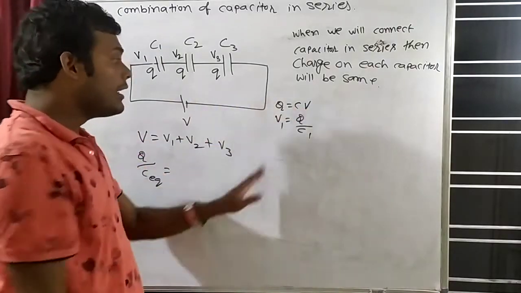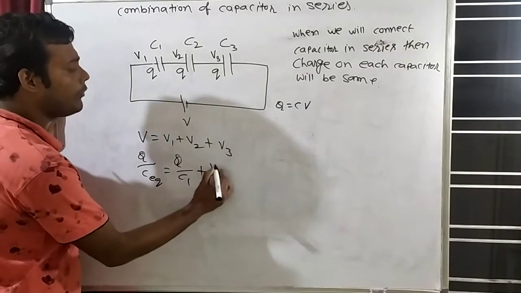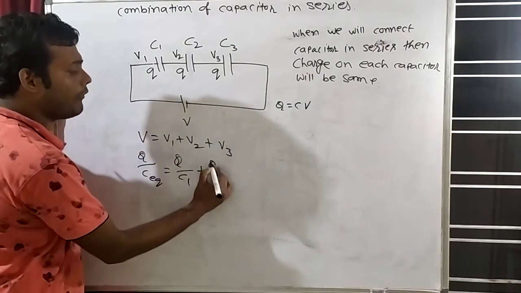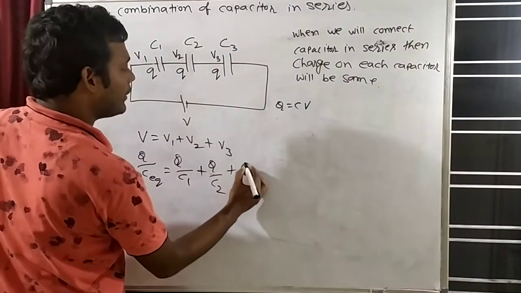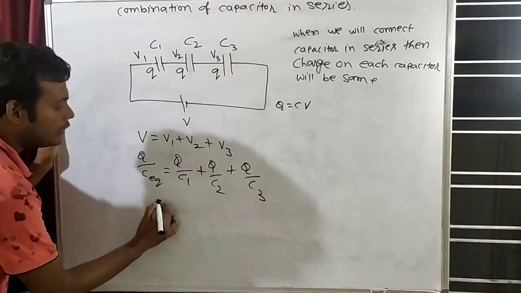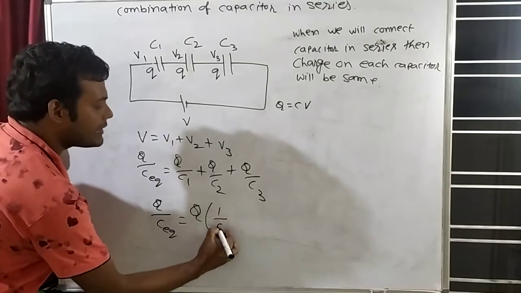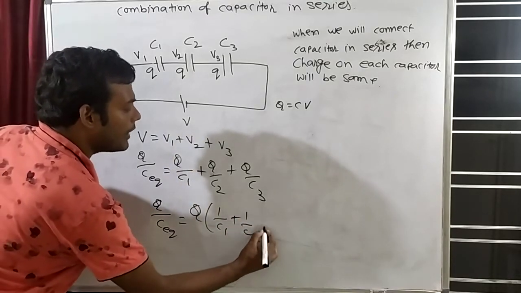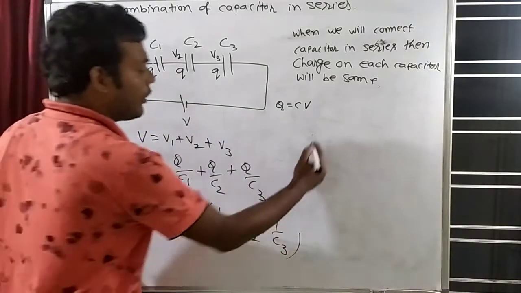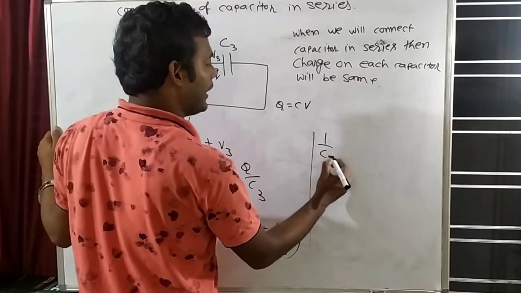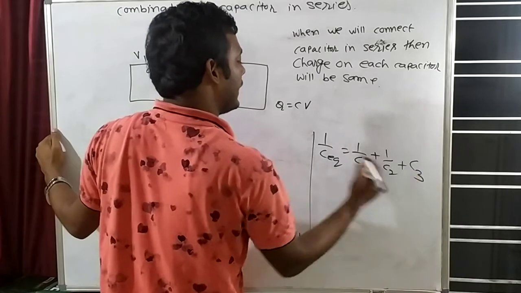Like that, V2 will be Q by C2. So we can write that V1 will be Q by C1, V2 will be Q by C2 and V3 will be Q by C3. Clear? Here you can take Q common. So this will be 1 by C1 plus 1 by C2 plus 1 by C3. Q and Q will cancel. So what will remain? 1 by C equivalent is equal to 1 by C1 plus 1 by C2 plus 1 by C3.